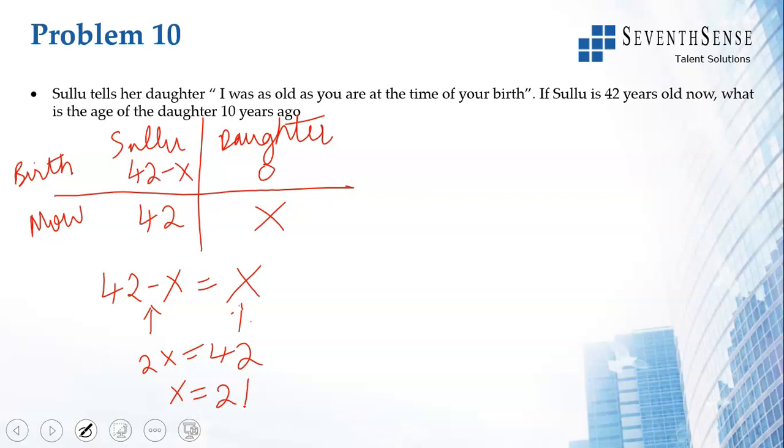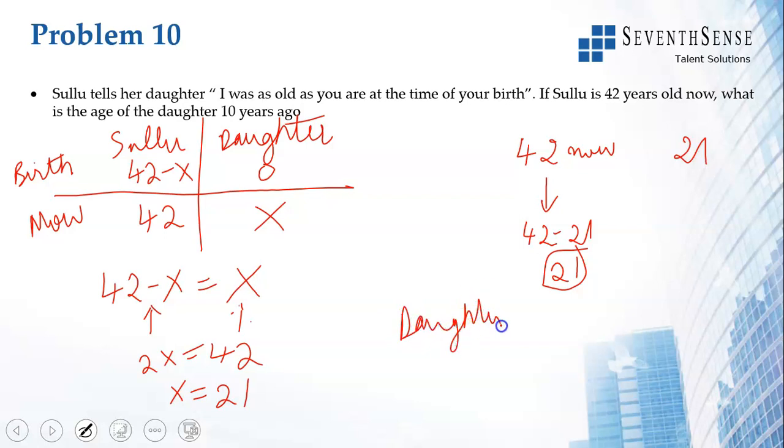So if you see, Sulu is 42 now, daughter is 21 now. When daughter was born 21 years ago, Sulu was also 42 minus 21, that is 21. So it is correct. You can verify. So what is the age of the daughter 10 years ago? Daughter's current age is 21. 10 years ago, 21 minus 10, so 11 years. Okay, so this is answer 11.